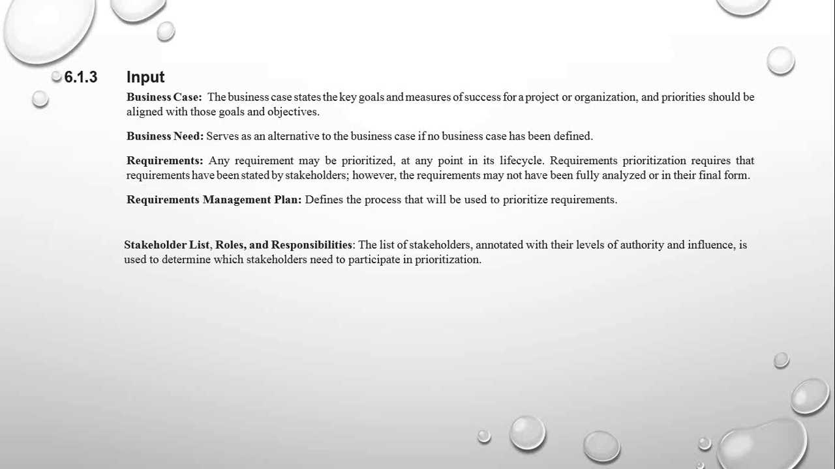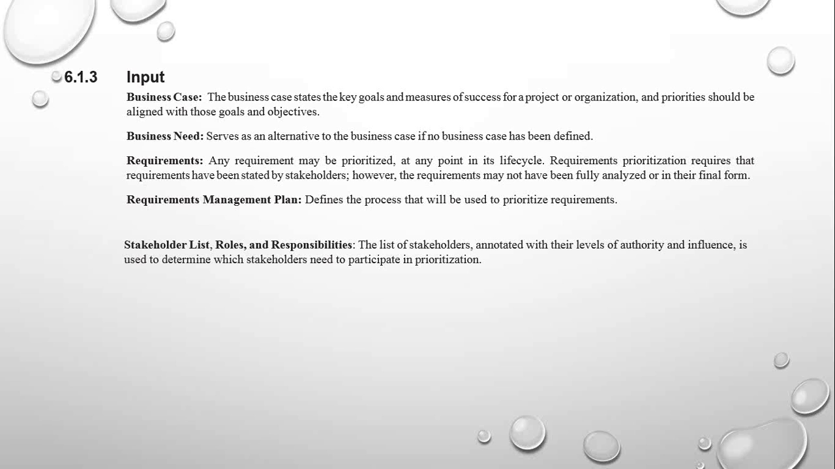Then the requirement. A requirement is the actual work, the actual expectation, the actual detail which is expected to enhance the current system and the current process. And how can we do that? We can only do that by doing the requirement analysis. Any requirement may be prioritized at any point in its life cycle. Requirements prioritization requires that requirements have been stated by stakeholders. However, requirements may not have been fully analyzed or be in their final form.